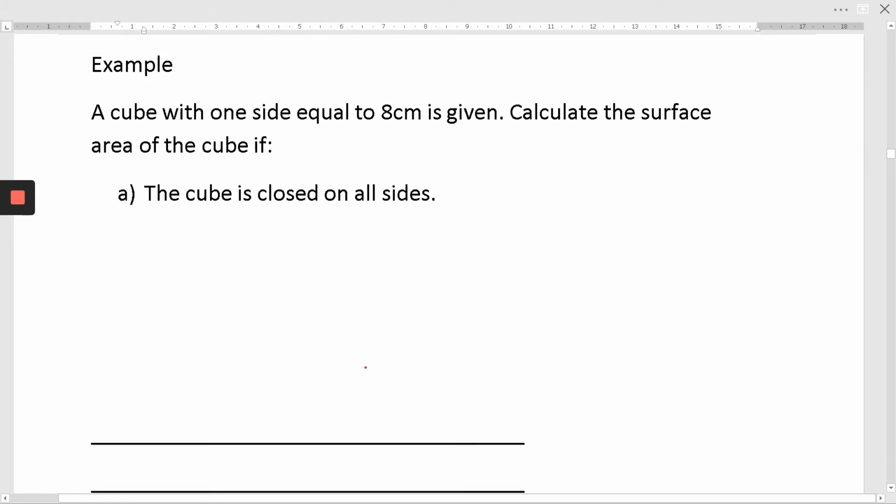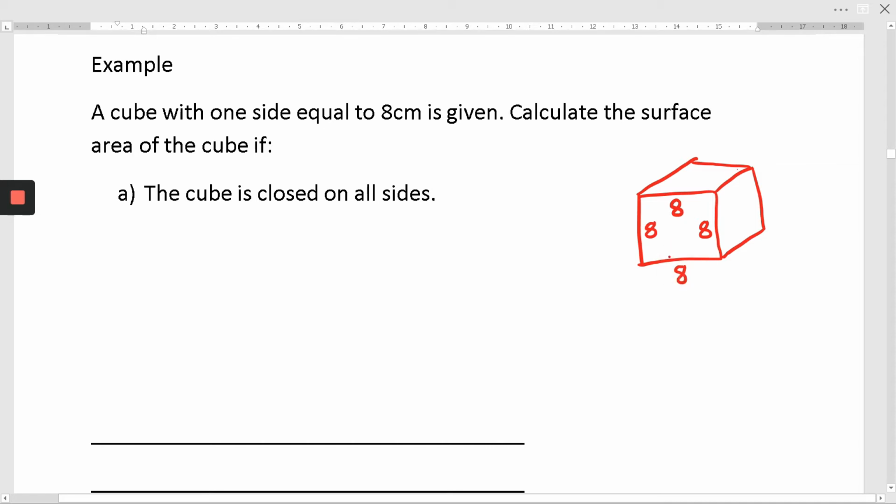All right, so let's add a diagram here. If we have an example where we have a cube, and I'm just going to sketch one here. A cube implies, just the word, means that every side is the same. So one side is equal to 8 means every single side is equal to 8. So that is more or less what that cube will look like. And every single side is 8.